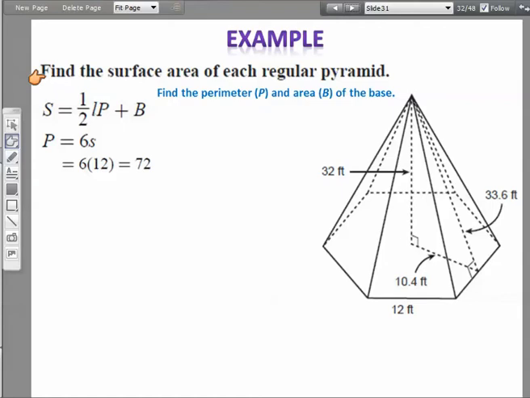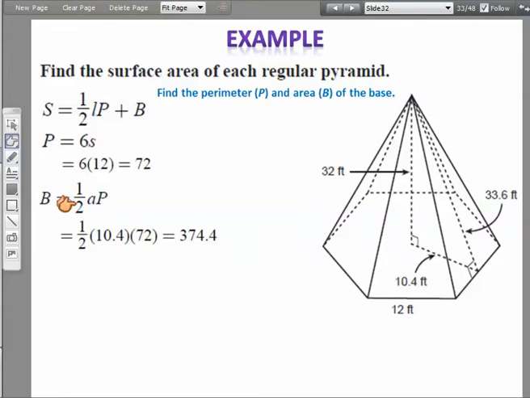Here's another example. It says find the surface area of each regular pyramid. So remember, since it's regular, that means all these sides have the same length. Okay? So to find my perimeter, the capital P in my formula, this is a hexagon. It has 6 sides. Each side is 12. So I plug that in, to find out my perimeter is 72 feet. The area of my base, remember that crazy formula for finding the area of any polygon. It's going to be half the apothem multiplied by the perimeter. And see, they gave you the apothem right here, it's 10.4. The perimeter is 72, so the area of the base is 374.4 feet squared.